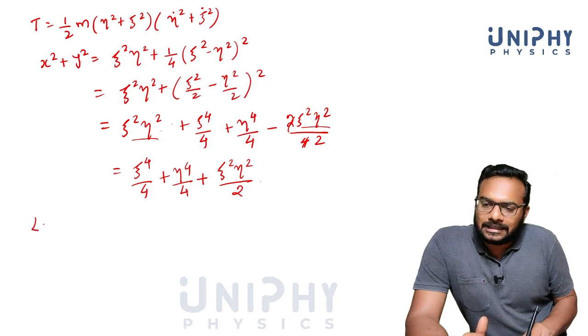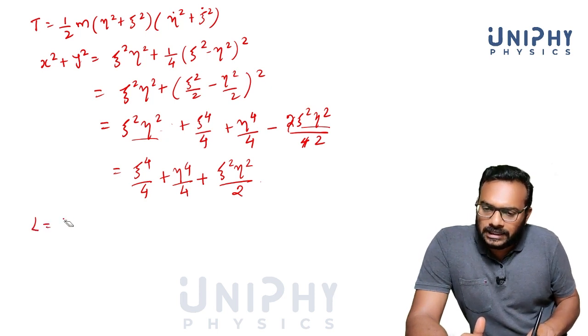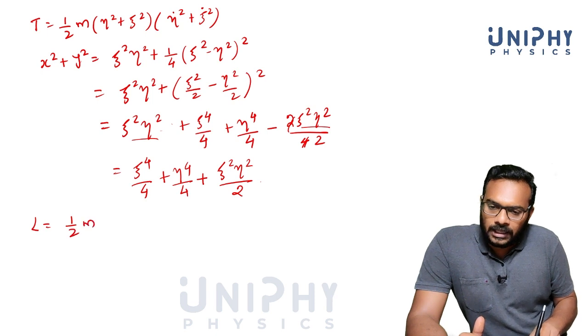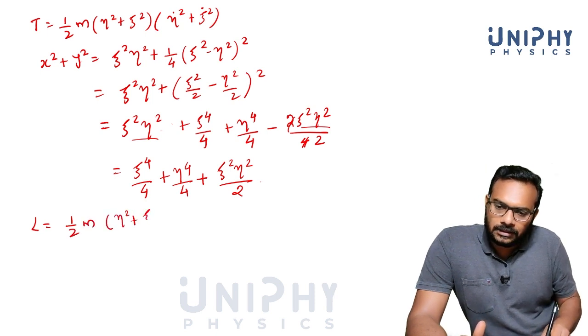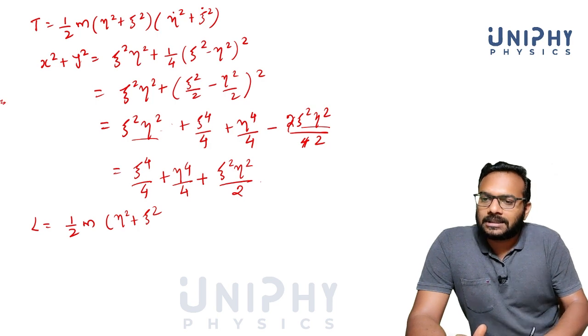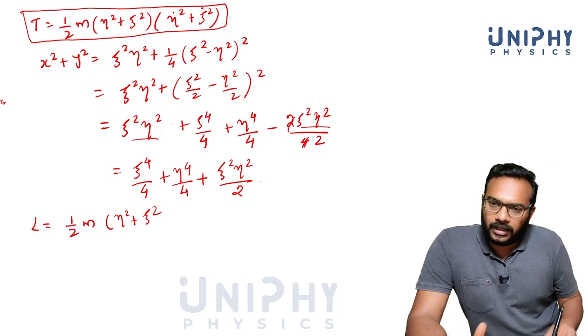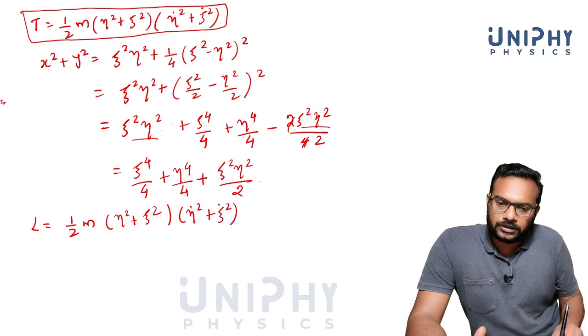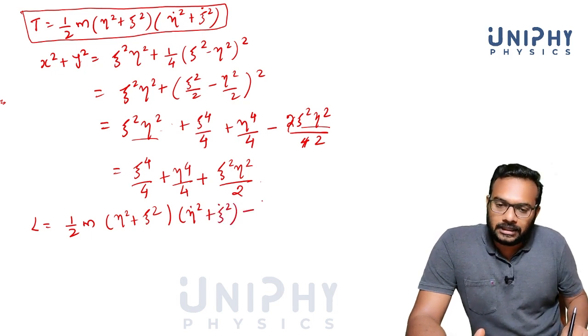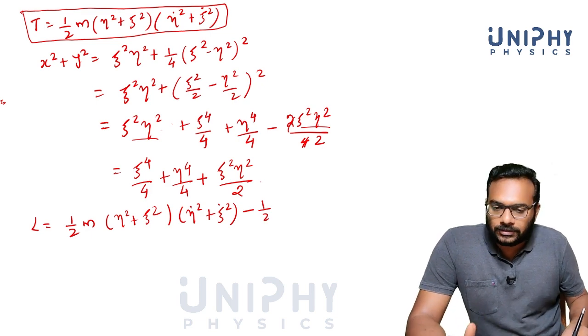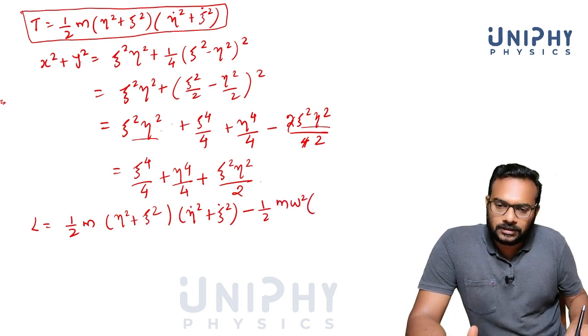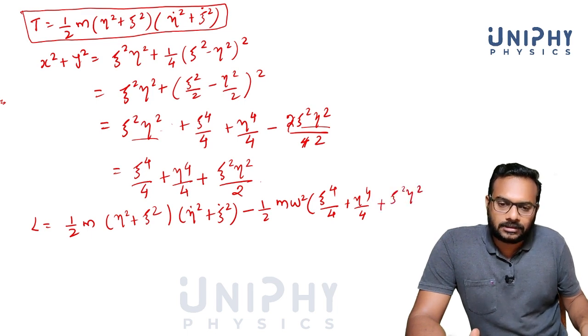Now what's the Lagrangian? L equal to, we already have T minus V. So this is half m eta square plus psi square multiplied by eta dot square plus psi dot square. I'm just writing this kinetic energy from here, minus V. So we can write half m omega square x square plus y square. So half m omega square, and we have got psi raised to 4 by 4 plus eta raised to 4 by 4 plus psi square eta square by 2.